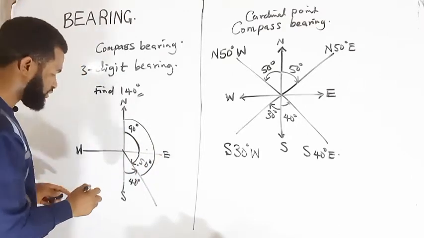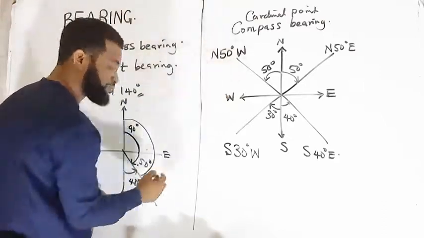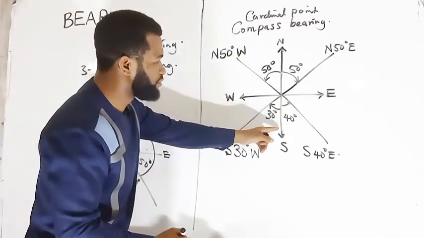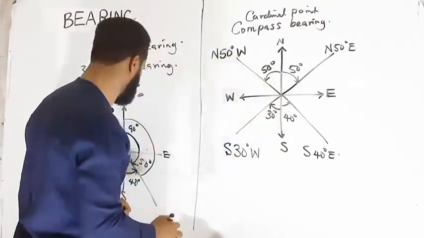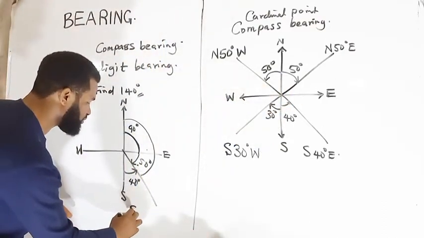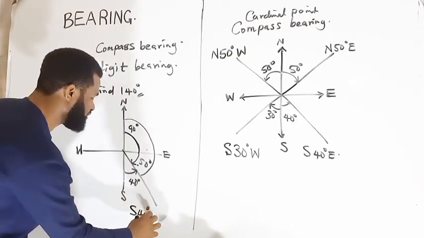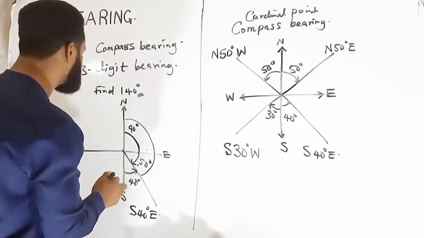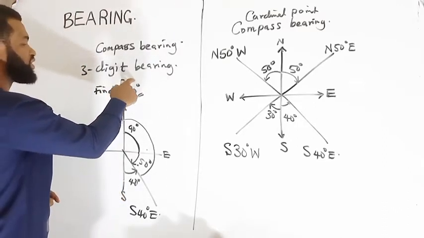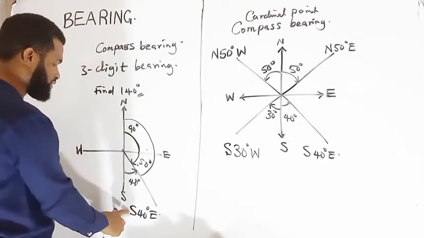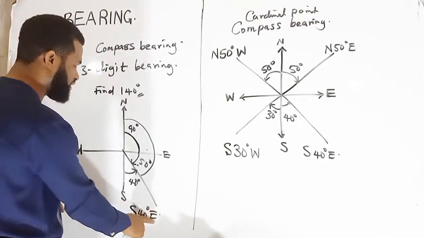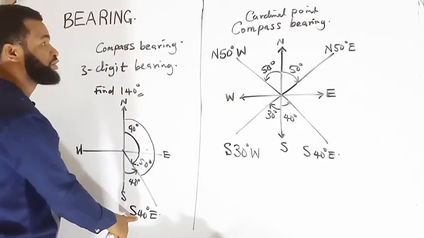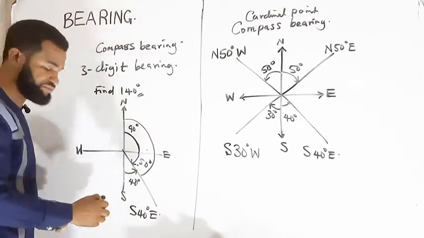Because if I'm doing compass bearing, I'm going to start from the south and measure it towards the east. Because it is always from the south and measure towards the east. So I'll have south 40 degrees east. Therefore, I'm going to say that angle 140 degrees is the same thing as south 40 degrees east. This is 3-digit bearing, while this is the compass bearing.